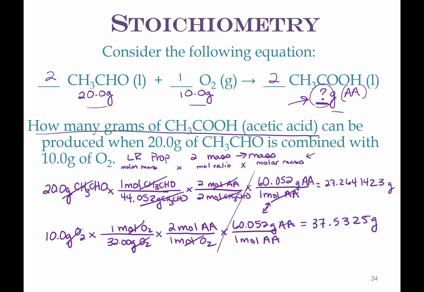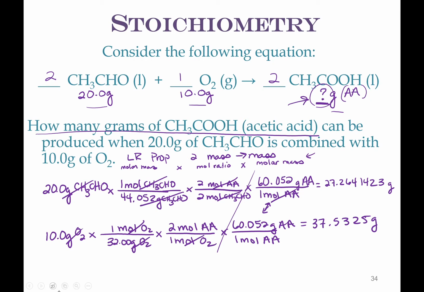Well, if I use 20 grams, let me just do this. If I use 20 grams of acetate, I will get 27.2 grams of acetic acid. If I use 10 grams of oxygen, I could produce 37.5, but after I produce 27.3, I have run out of this material. So this reactant is gone after 27.3 grams is formed. So I can't really produce that extra here because I don't have enough of the other reactant.